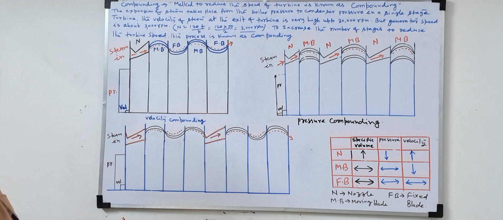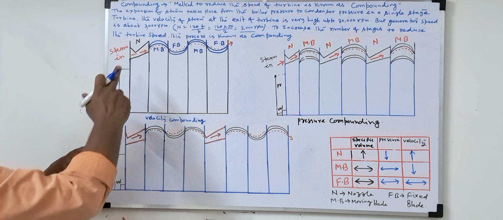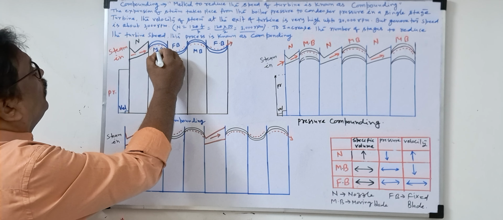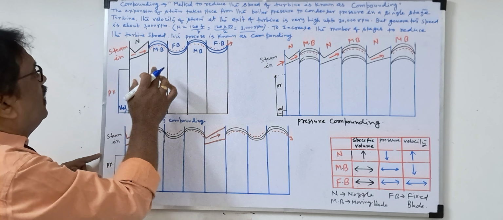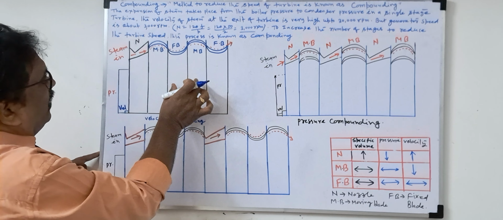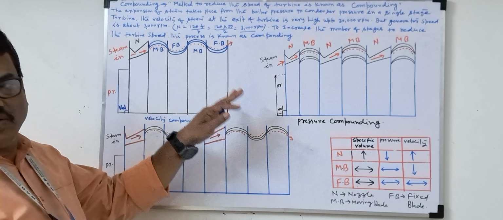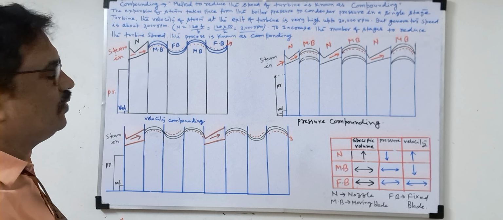In velocity compounding, what we did here is: first the nozzle, then the moving blade (MB), fixed blade, moving blade, fixed blade. So this is a single stage, then double stage, triple stage. We can increase the stages according to our requirement, depending on how much velocity and pressure we have to reduce.